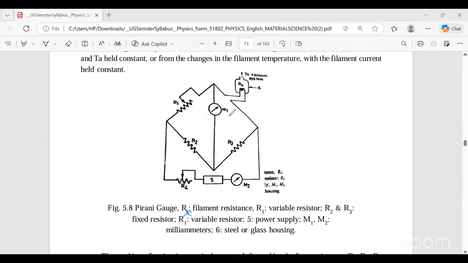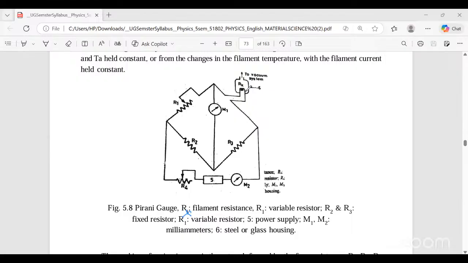R1, R2, R3 are fixed resistors, and M2 is a power supply. This R4 is also a variable resistor. R4 and R1 both are variable resistors we have. This is where we have to create the vacuum.